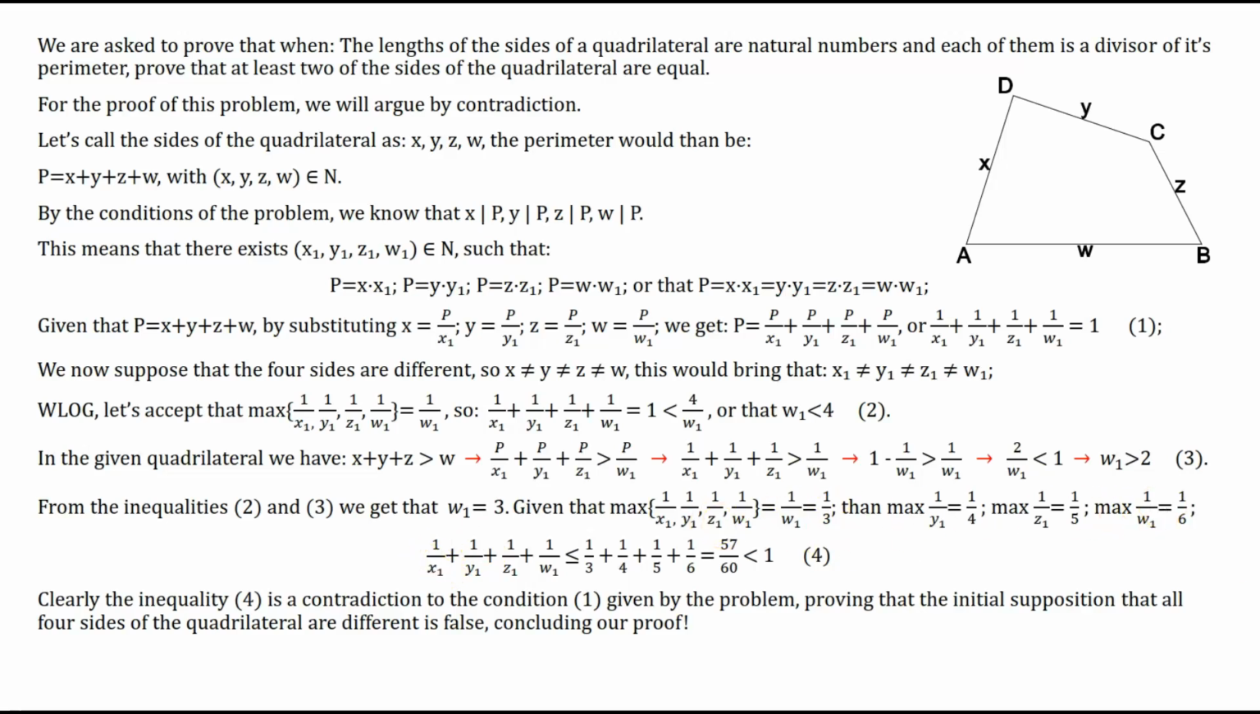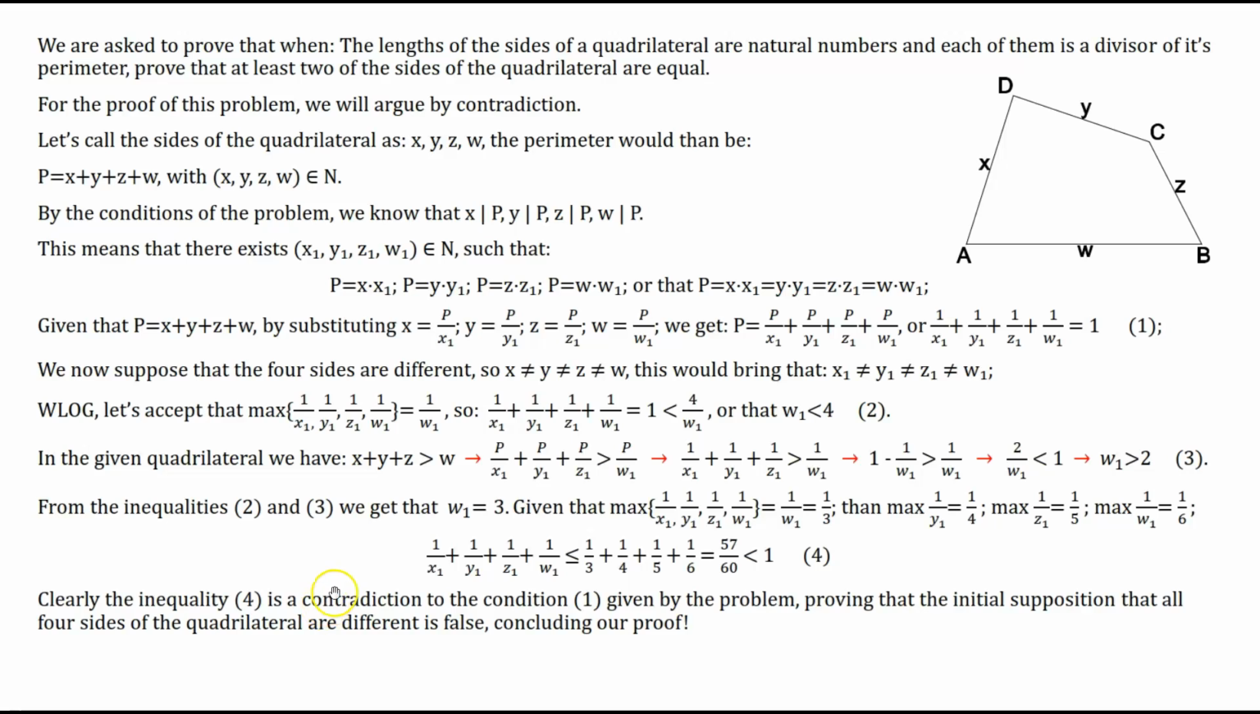So, by this deduction, we will have that the sum of the inverses of x1, y1, z1, and omega 1 is smaller or equal to 1/3, which is 1 divided by omega 1, plus 1/4, which is 1 divided by y1, plus 1/5, which is 1 divided by z1, plus 1/6, which is 1 divided by x1. But the sum of these four fractions is equal to 57 divided by 60, which is smaller than 1. This inequality number 4 is very important because it has a contradiction with equation number 1 that we have up here.